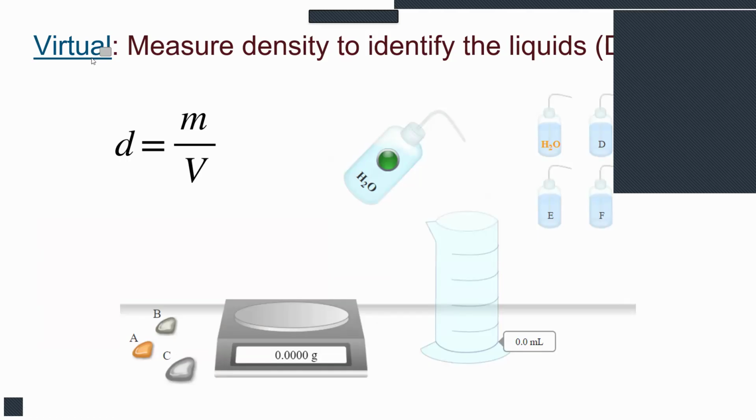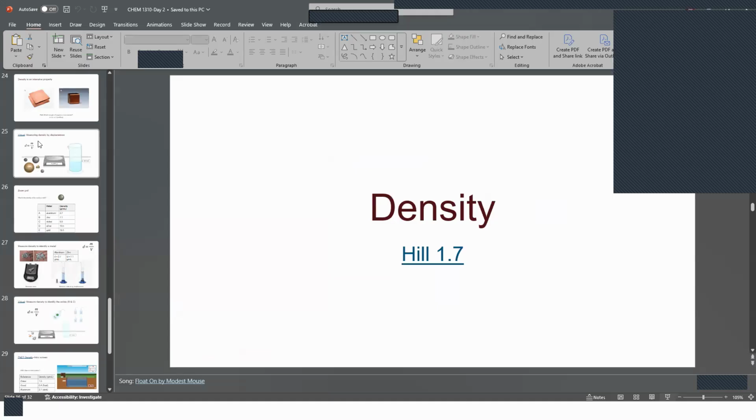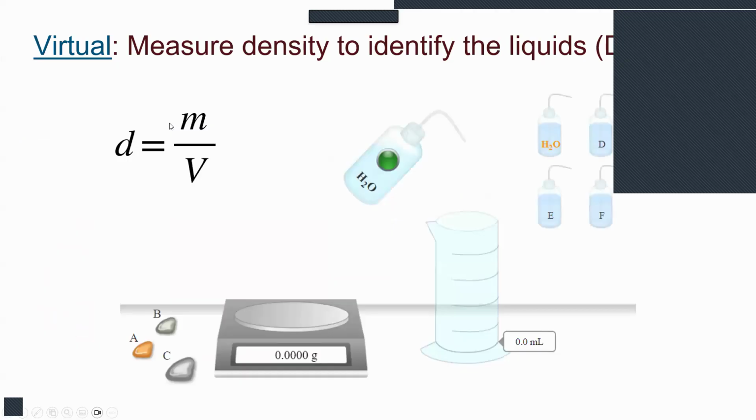Let me grab the link. Sorry. So this is going to be a part of the activity that you're going to do this week, which will be posted later today. You're going to fill this graduated cylinder with water. You're going to know the volume of it. And then you're going to add a solid to it.